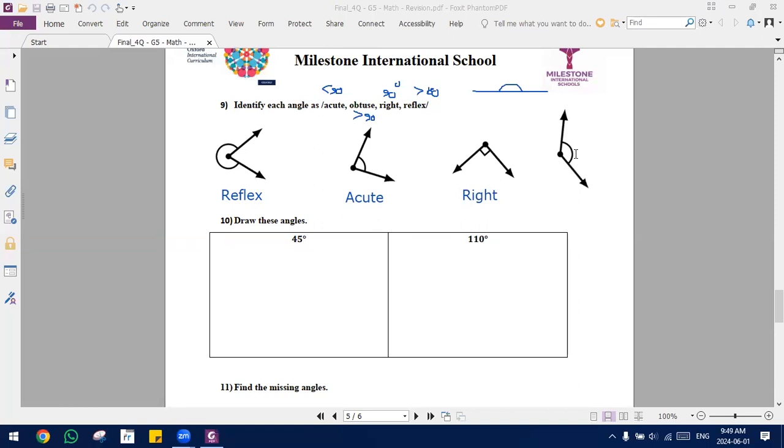Then the last one, is it more than 90? Yes, it's more than 90. And it's less than 180. So this is an obtuse angle.